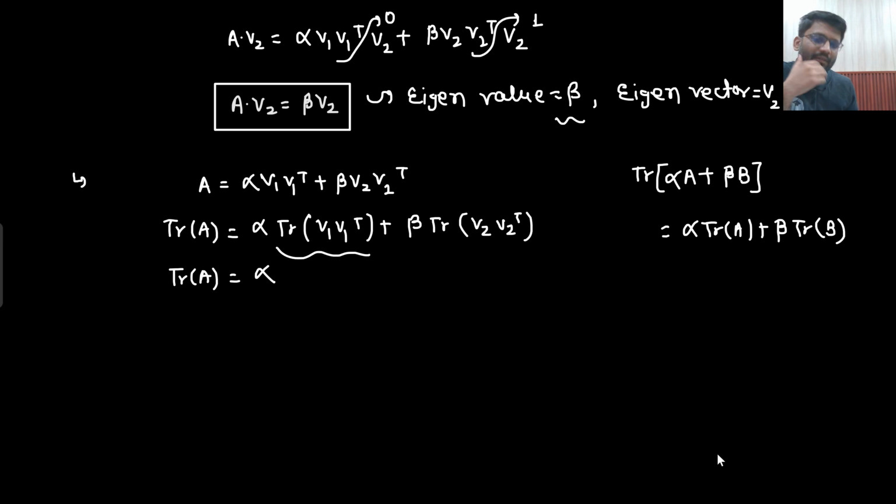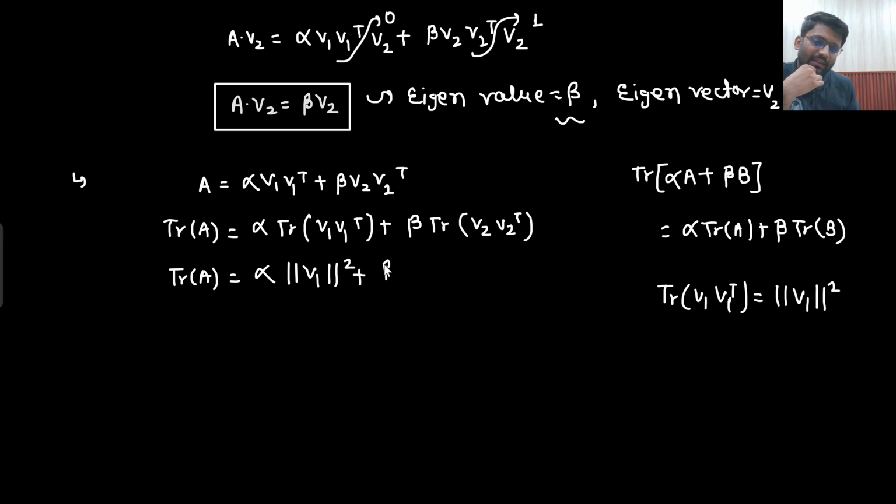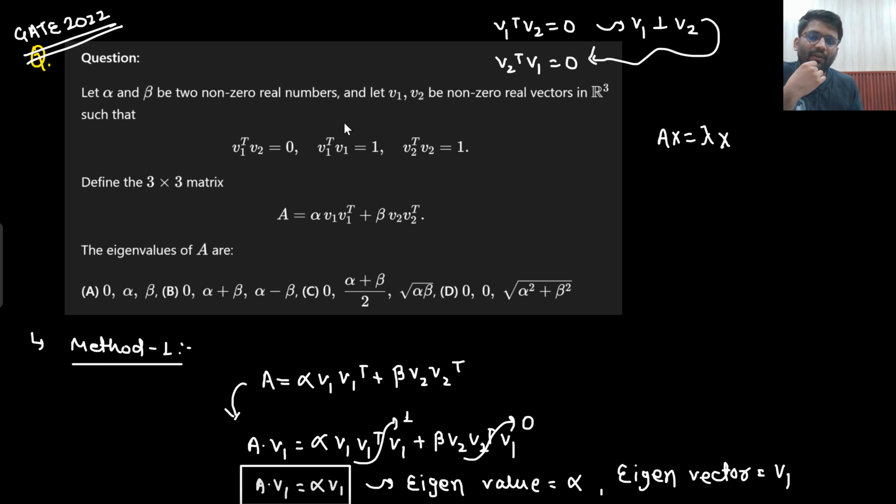What is the meaning of this? What does trace of v1 into v1 transpose represent? This represents the length of v1 whole square. So it is nothing but alpha into length of v1 whole square plus beta into length of v2 whole square. Now what is the length of v1 and v2? From here can you comment? I can simply comment that, sir, the lengths of v1 and v2 are both equal to 1.